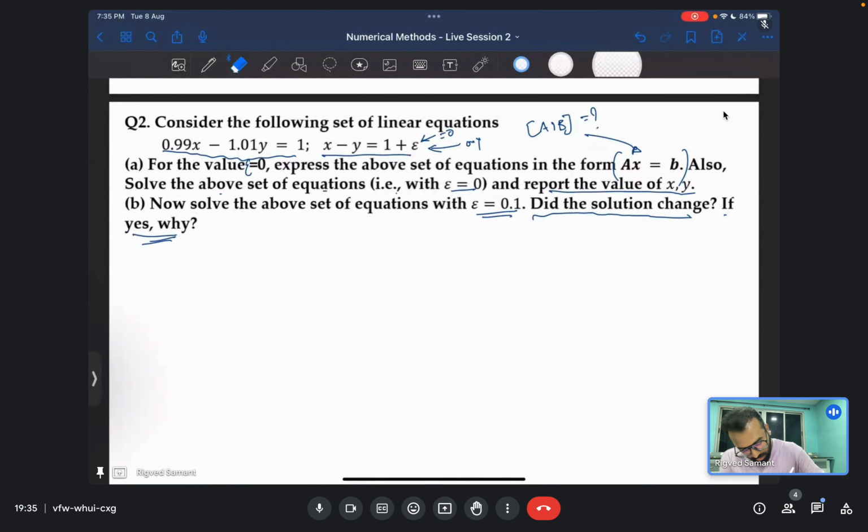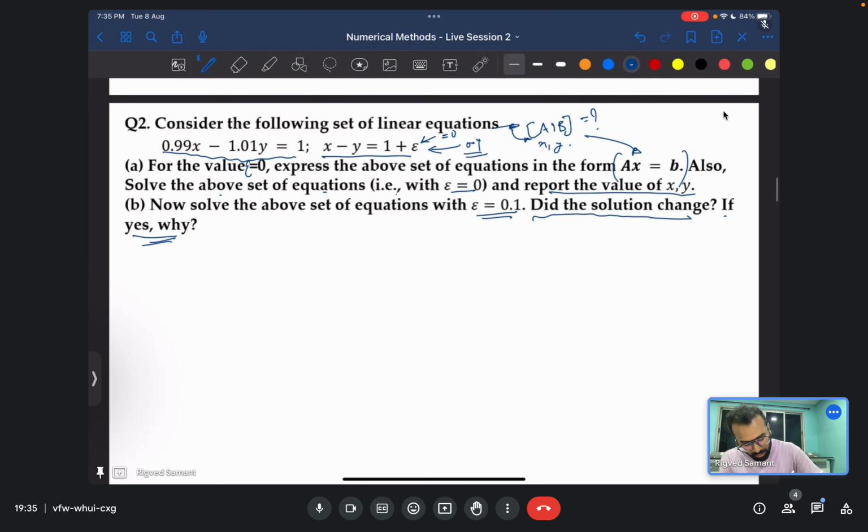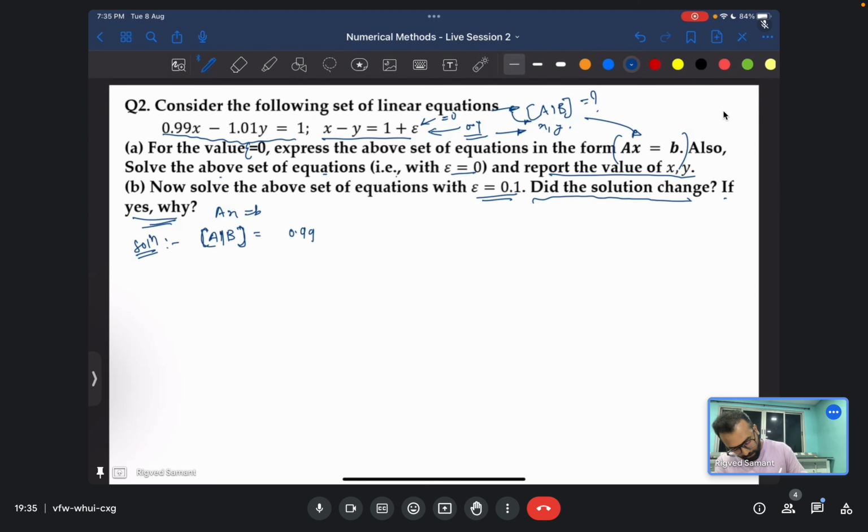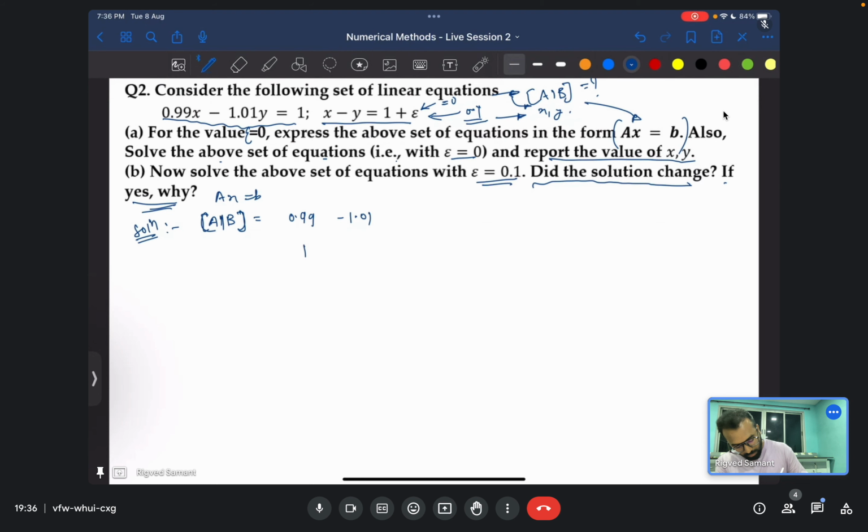Yeah, so in the first problem it is asking you to put it as 0, get an augmented b, solve for it, and get the value of x and y. In the second it is telling you to put it as 0.1 and get the value of x and y and compare. So first let's start with it. What would be A augmented b, or Ax equals b, it is a similar thing. A augmented b would be 0.99, 1.01, the coefficients of x and y, then the coefficients again of x and y, 1 minus 1, then here it is 1, and in the first part we have to put it as 0, so that would be this thing.